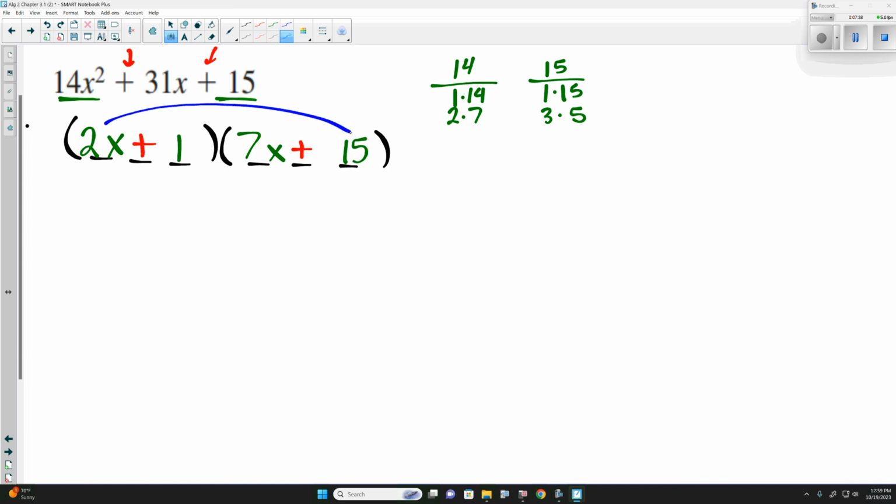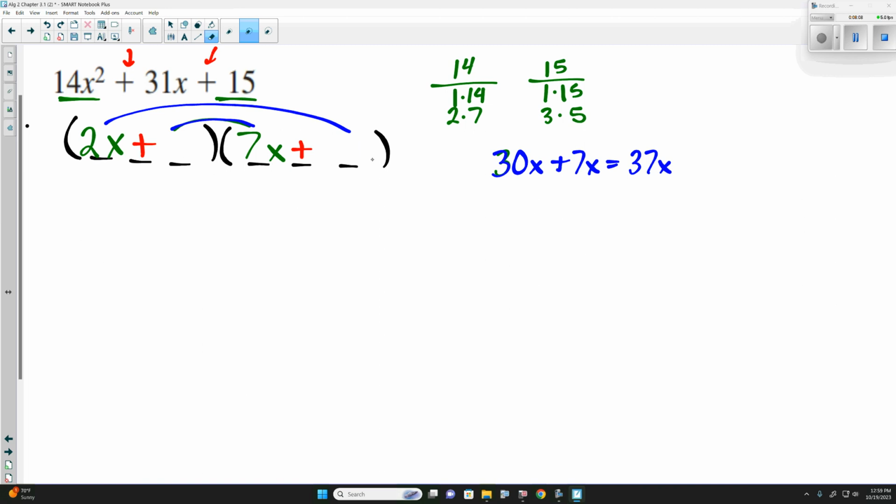Next thing we need to do is check. 2x times 15 is 30x. 1 times 7x is plus 7x. 30x plus 7x is 37x. Now I don't put the plus sign in front of the 30, but we know it is positive, so we don't necessarily need to put it there.